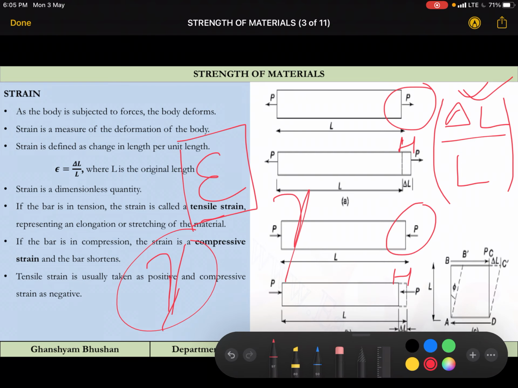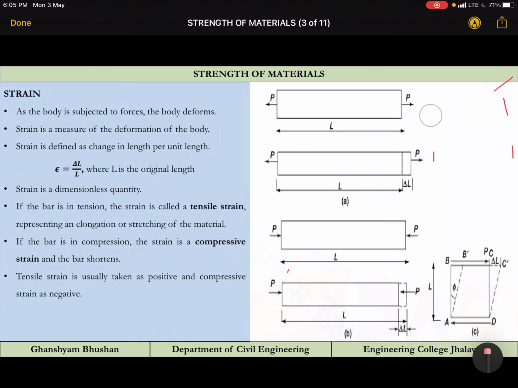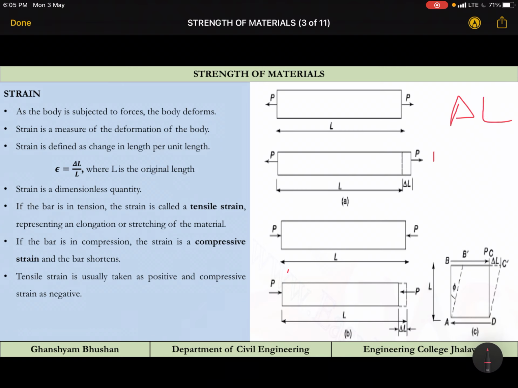So strain is delta L by L, as I have shown you. L is the original length, so strain is the deformation per unit original length. Length upon length, meter by meter, is dimensionless. It is a dimensionless quantity. If the bar is in tension, this epsilon will be termed tensile strain, and if it is in compression, it will be termed compressive strain.